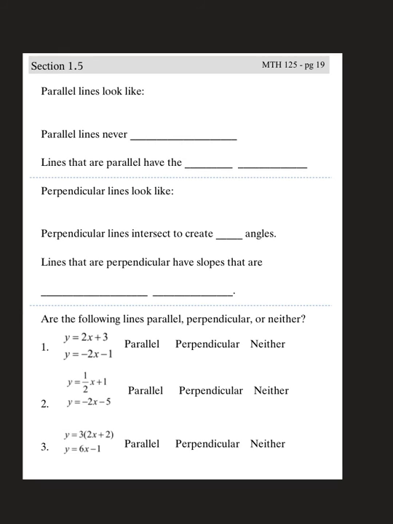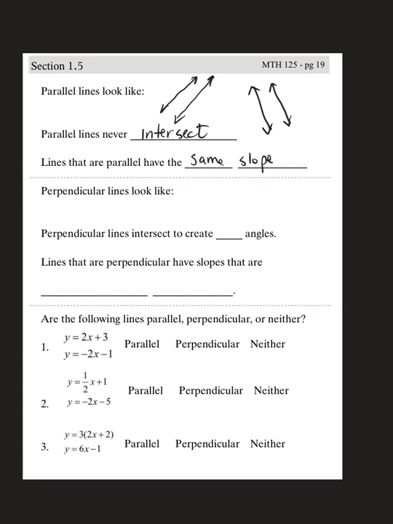Page 19. This may be review, may not, I don't know. Parallel lines. I'm going to draw a picture of an example of parallel lines. Not scientifically the best drawing, but parallel lines never intersect. Lines that are parallel have the same slope.